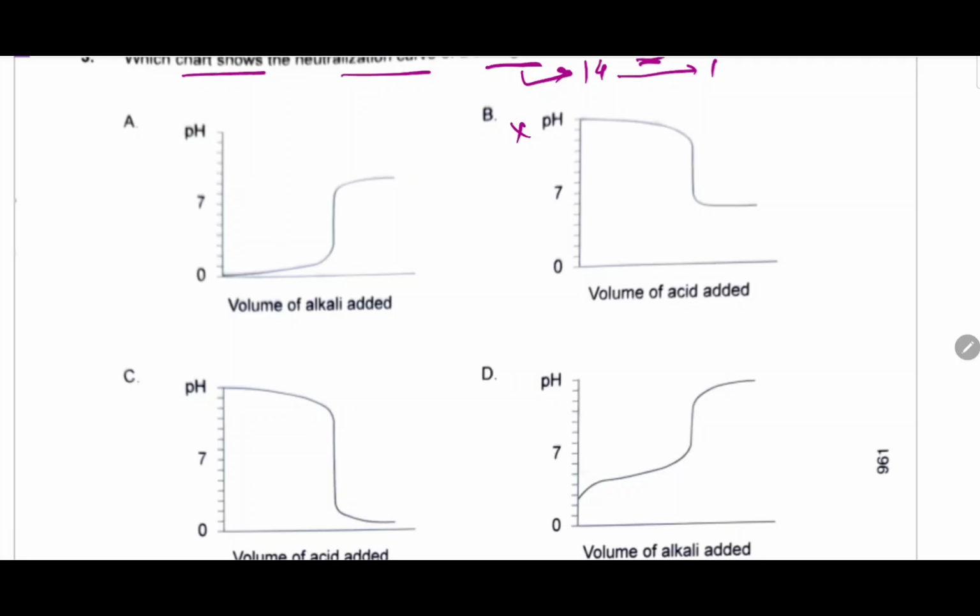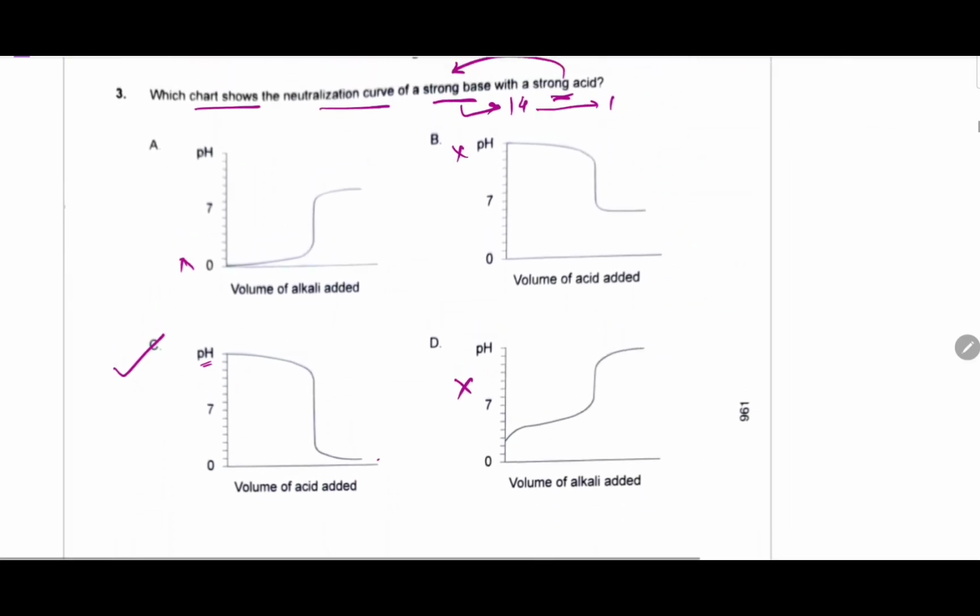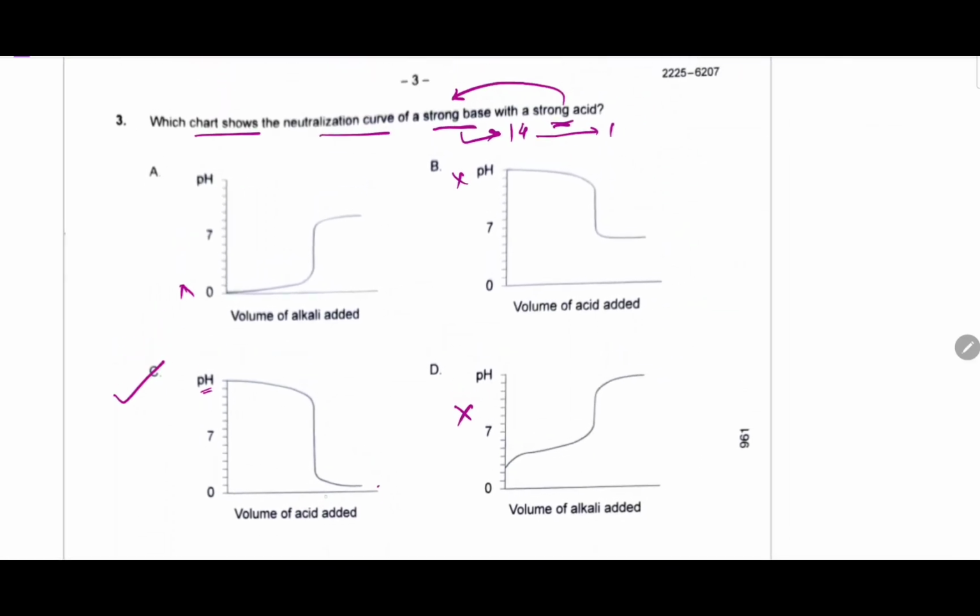It means it is not possible. Starting from 0, not possible. Starting from around 14 and going till 0, it means the answer could be C. But we look at D also. In D, starting from around 3, not possible. That means the pH curve will be C, starting from 14 and ending around 1.